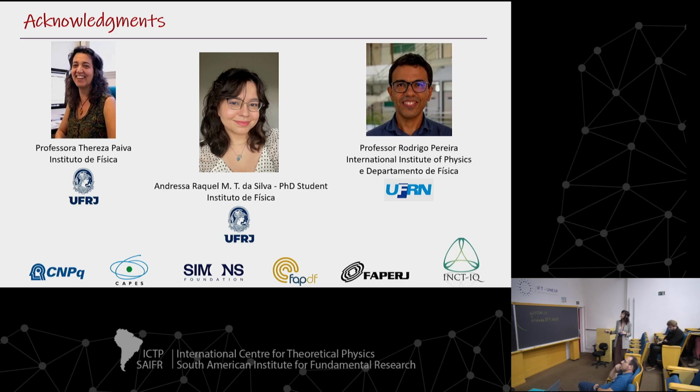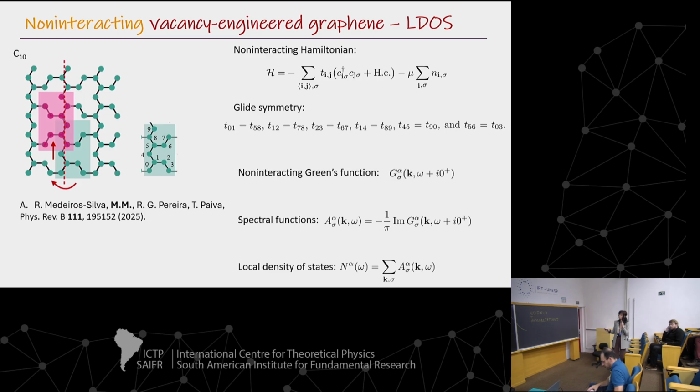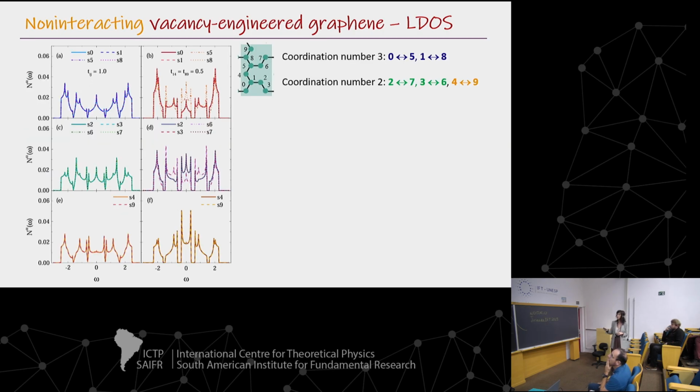So, okay, here's our Hamiltonian, without interactions still, and the glide plane symmetry is enforced by making these hopping terms equal. And then we just calculate the local density of states according to this prescription here. And what we get is that, first, the local density of states is non-uniform. It depends on the coordination number of the carbon atom, because now you have these vacancies, so some of the atoms have coordination number 3, some 2, and this impacts the local density of states, which becomes non-uniform.